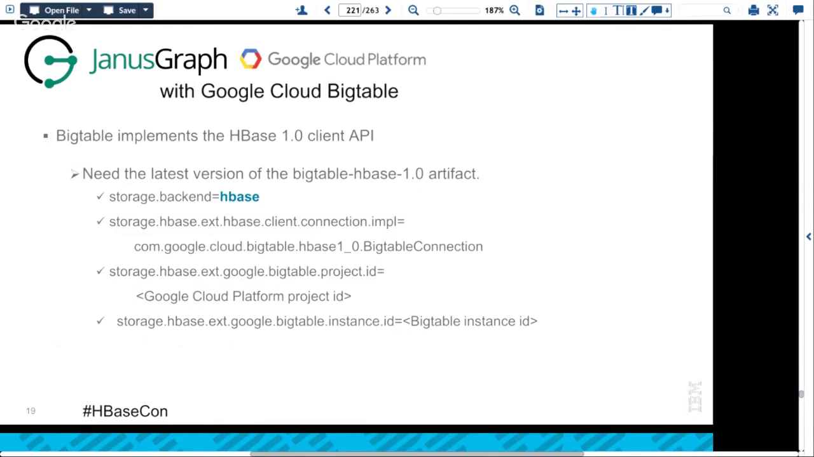Last but not the least, JanusGraph supports Google Cloud Bigtable. We've been talking about it in the morning, the Google Cloud Bigtable. It uses the HBase 1.1 API. And notice that the storage backend name is actually HBase. So it's using the same API, but it's going a different route to Google Cloud Bigtable.